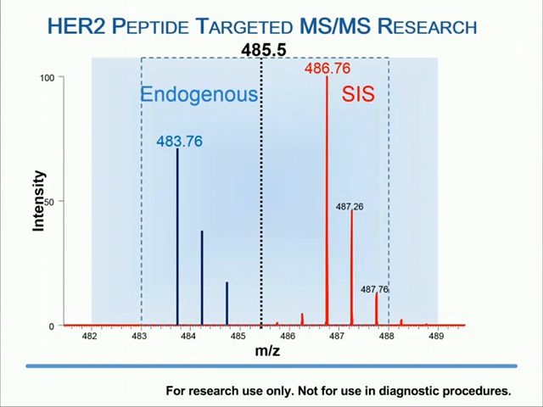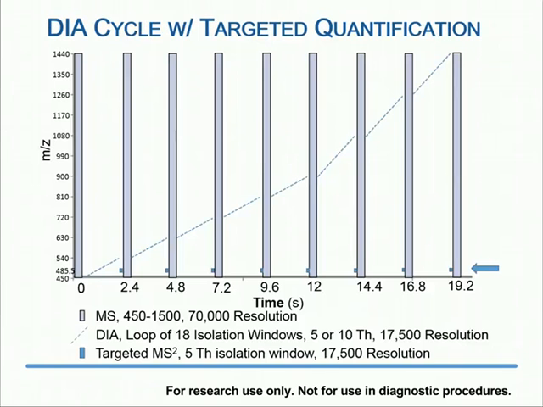So you could tune this more and more finely and try and get very specific information to the exclusion of other peaks in that tandem mass spectrum. But to this point, we haven't needed to do that. So this is an example of how we set up the cycle with one targeted quantification experiment.